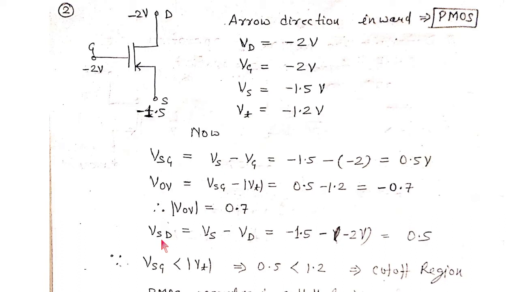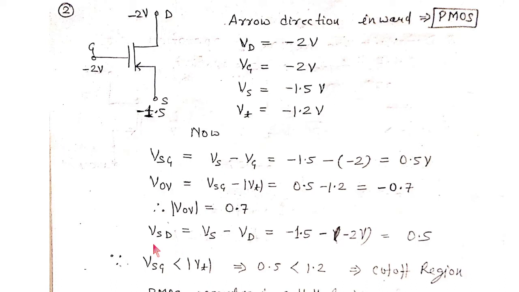Hence we also calculate VSD for the sake of completeness, just because the question is complete here. VSG is less than mod of Vt, because when VSG is less than mod Vt, it means the potential required to turn on this device is less than the threshold voltage, hence the device is in cutoff region.